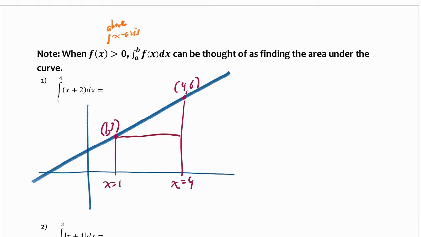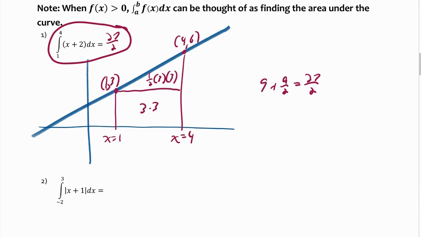The rectangle has an area of, this would be a width of 3 and a height of 3. And then this would be 1/2 times a width of 3 times a height of, the difference between 3 and 6, would be 3. So I'd end up with 9 plus 9/2, or better yet, 27/2. 27/2 would actually be equal to the integral. The integral is the area under the curve.